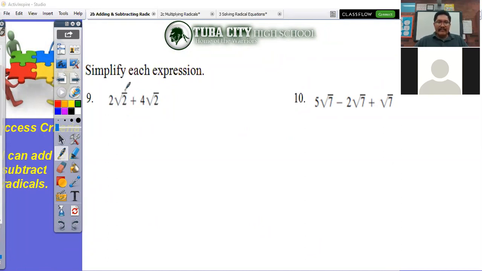So in this case, for example number 9, I have square root 2, and over here I also have another term with square root 2. This means that they are like terms. When they are like terms, I just add the number in the front, the coefficient. So in this case, I have 2 plus 4, which is 6 root 2. Remember, the number under the radical does not change.